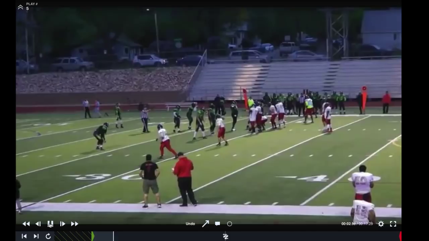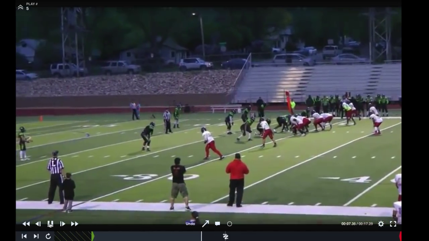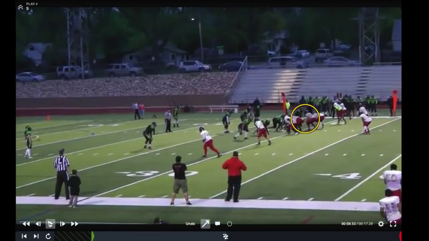Here we have play 4, a chop block. Chop block is a high-low combination. It is not 2 low blocks. A lot of times the verbiage is confused, a chop block versus a block below the waist. A chop block is a high-low.